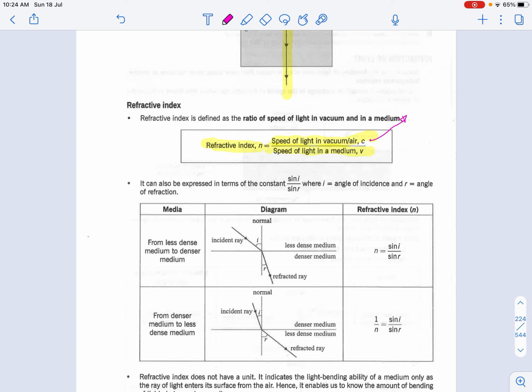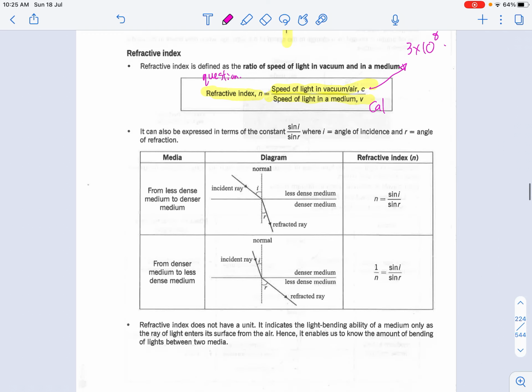Now, the speed of light in a vacuum, right, this is already constant for us, which is 3 times 10 to the power 8. So this c is something that you don't have to find in the question, because it is something that you can remember. And this v is usually what you need to find in the exam. So usually in the exam, this is the one that you need to know how to calculate. And then this refractive index might be given in the question. You are not expected to remember the refractive index for all materials. This one is usually based on calculation.